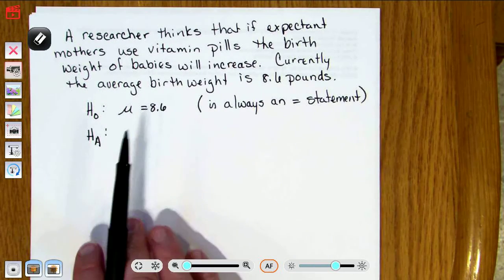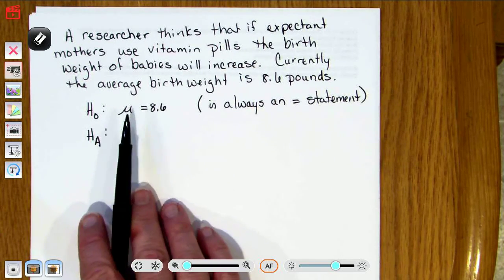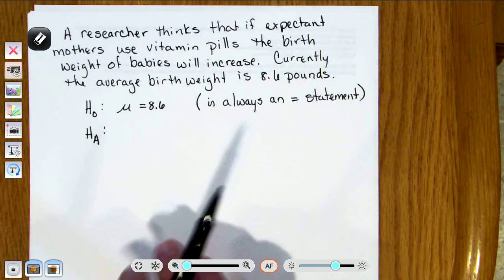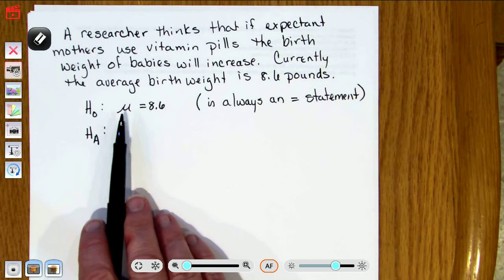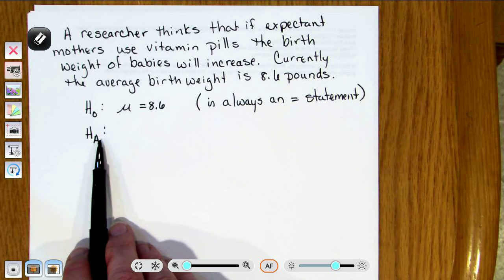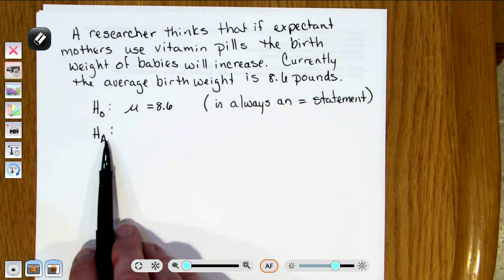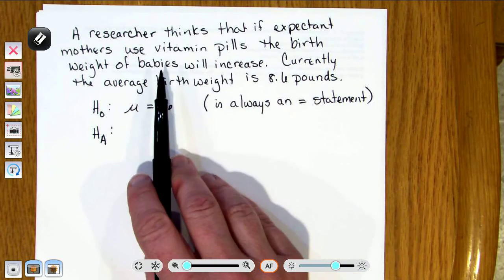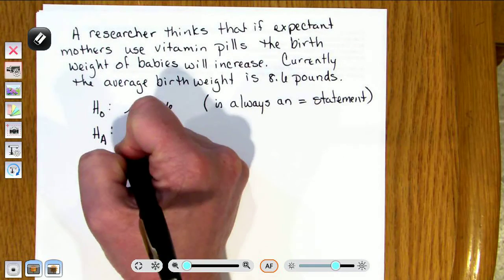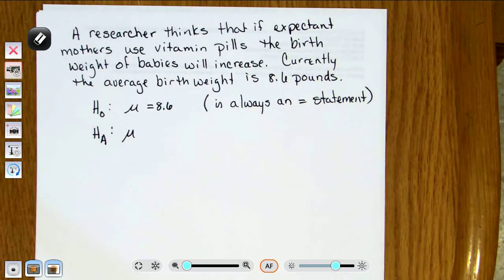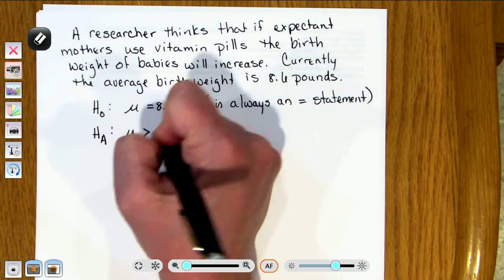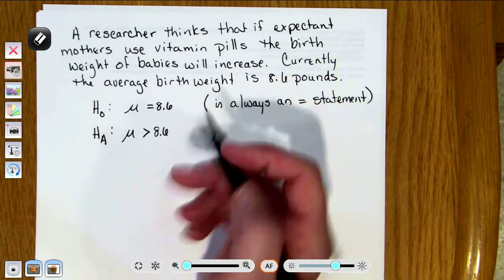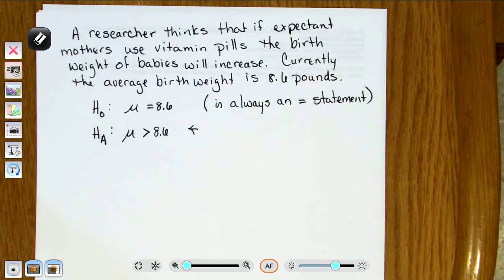But in the real world, we could talk about our standard deviation, we could talk about our variance, we could talk about other different measures of stuff as well. But in this class, we're going to concentrate on just the mean and our proportion. Now, our alternative is what that person believes would be the case. So this guy believes that, or he expects, that the baby's weight is going to increase. So in other words, he expects that this mean is going to be bigger than this 8.6, because increase means more than.